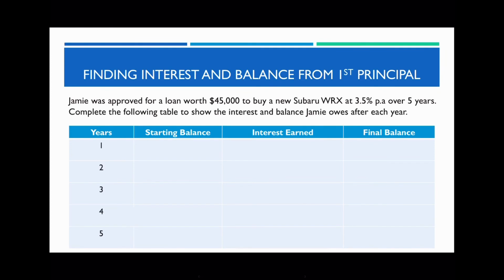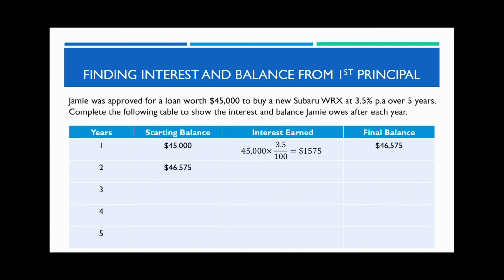All right, please pause the video over here and answer this question inside your exercise book. For this case over here, it says Jamie was approved for a loan worth 45,000. So that's therefore going to be our starting balance. The interest rate that the car dealership has given him was 3.5% per annum, and you have to pay it off over 5 years. So therefore, the interest earned is going to be 3.5% of 45,000. That's 1,575. Therefore, the amount that he owes after the first year is going to be $46,575. This will be the starting balance of the second year.